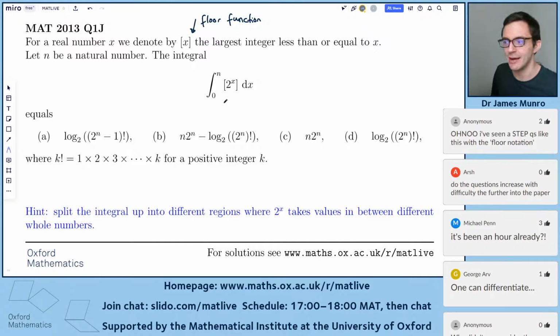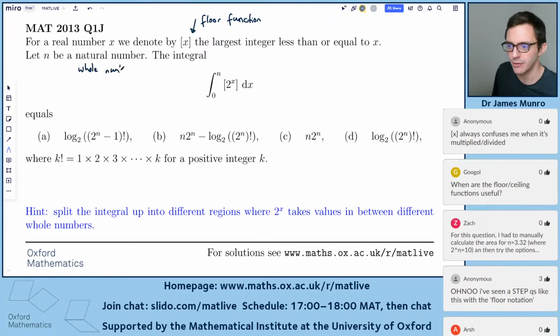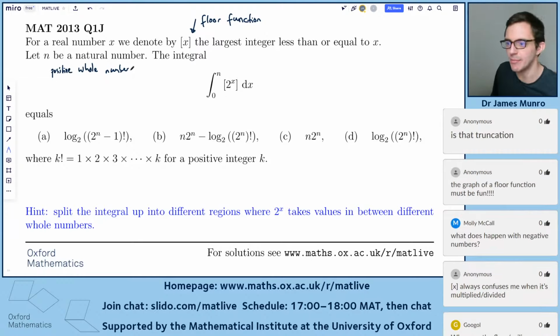We are asked to do an integral, and it's not one of the functions that we know how to integrate. It is the floor of 2 to the x, in square brackets. We're asked to integrate this from 0 up to n, which is a slightly strange choice of number. And we're told that n is a natural number, which I think means a whole number that's positive. Maybe 0, maybe not. Doesn't really matter. If n is 0, this thing's 0, so not super exciting.